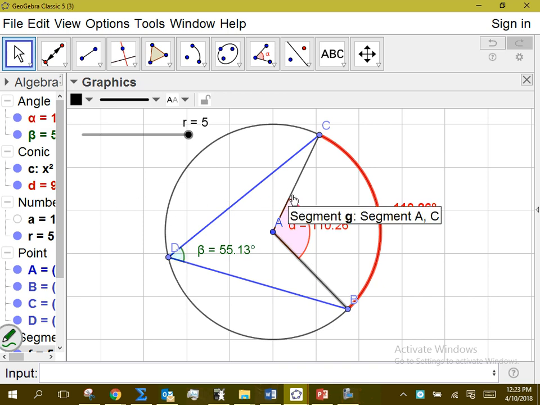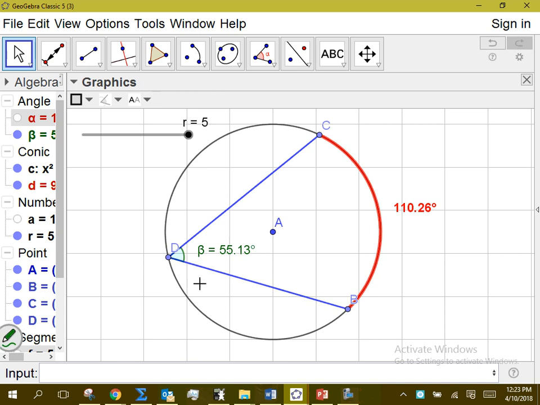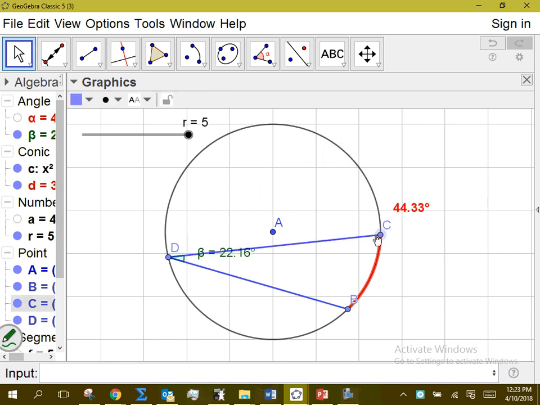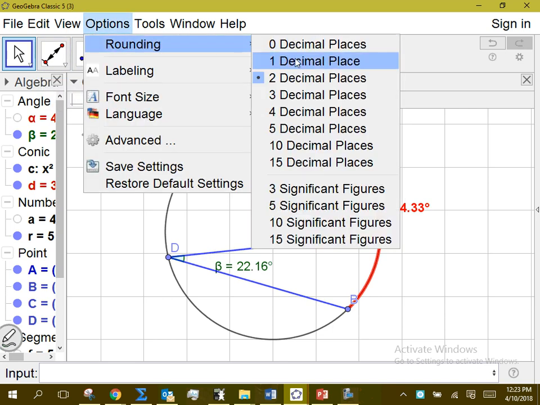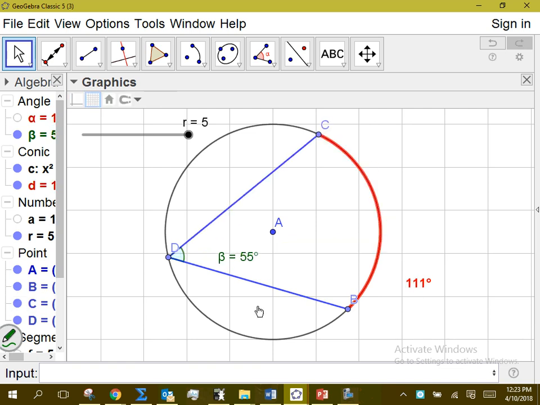It's half. Okay? So if I just get rid of that stuff, we see that no matter what that arc is, let's change the arc to 44.33. And let's round to one decimal place. Is that easier to see if that is a 1 to 2 relationship? If I change the arc to that, now rounding, there we go. Is that a 1 to 2 relationship?